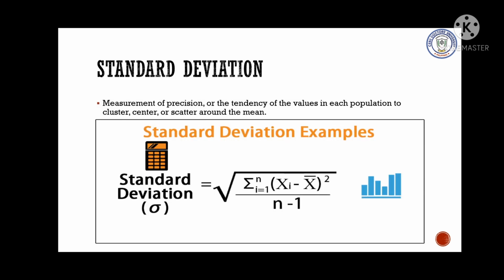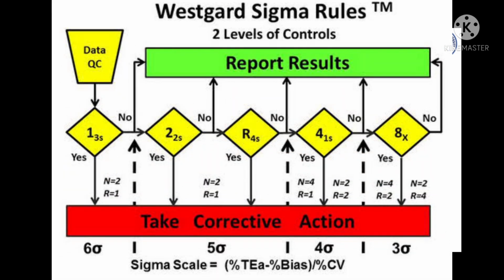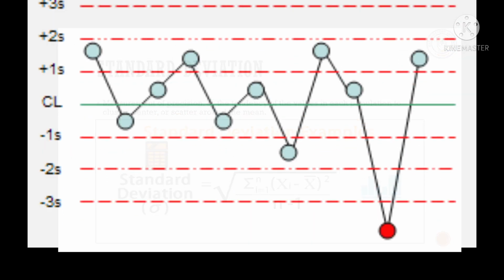The mean and the standard deviation form the guidelines delineated in the Westgard Rules and the points plotted on a Levey-Jennings chart.